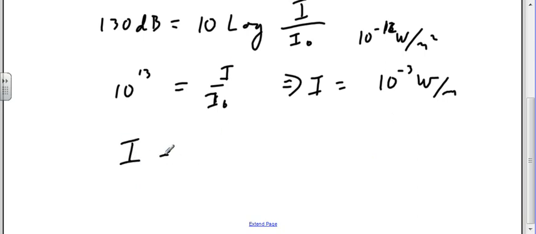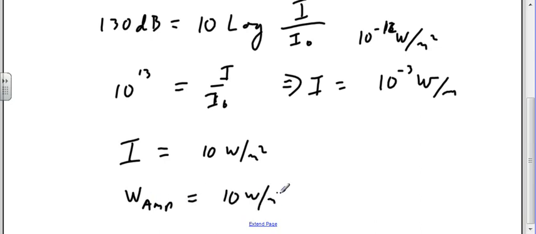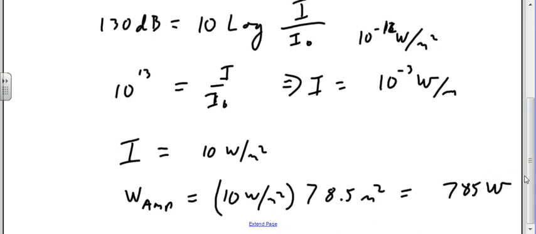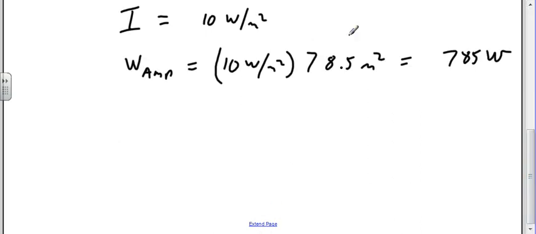Okay, so that being the case, my intensity is going to be 10 watts per meter squared, and the wattage of my amp is going to be 10 watts per meter squared times 78.5 meters squared. So I'm going to have a 785 watt amplifier. Now the issue is, that's the A answer. So now we're going for the B answer. How far do I have to be away to only have 85 dB?